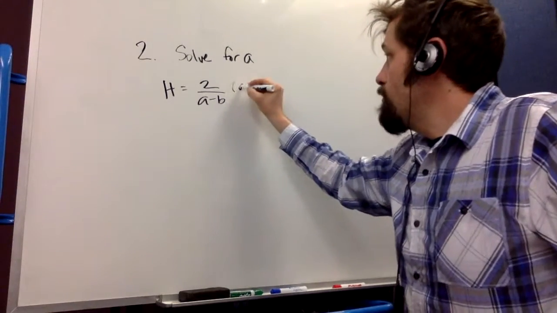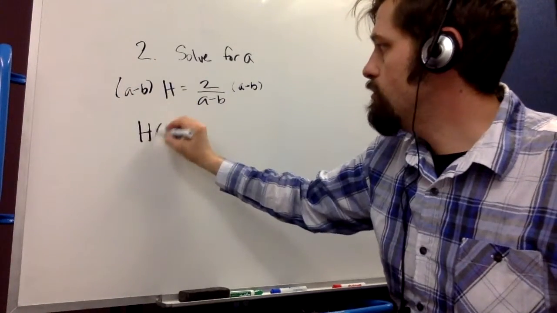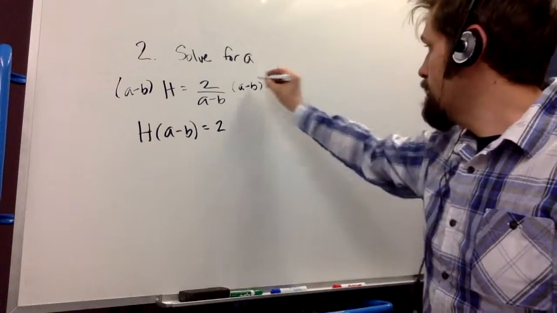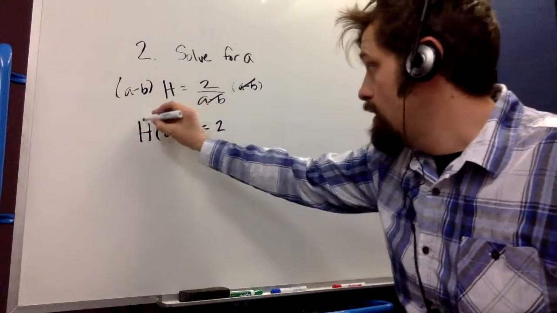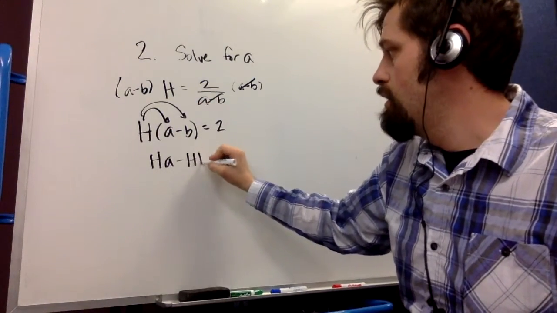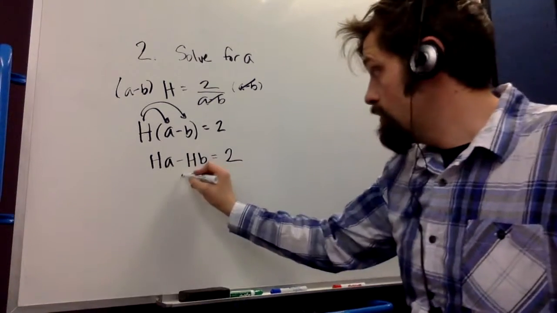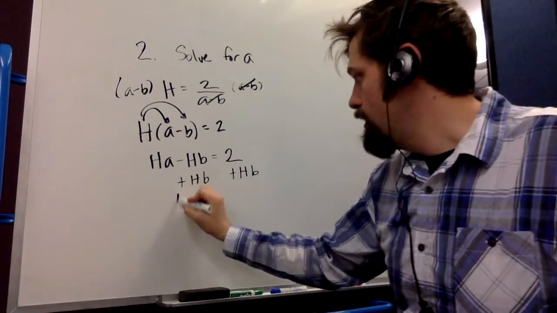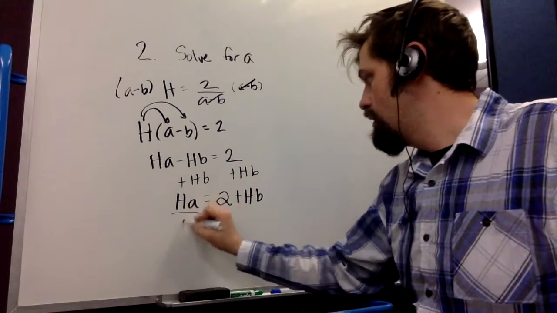I'm going to start by multiplying both sides by a minus b. H quantity a minus b equals 2, because that equals 1. Now, let's say that we distribute the h. Remember, we want to solve for a, so I'm going to add hb to both sides. That gives me ha equals 2 plus hb.